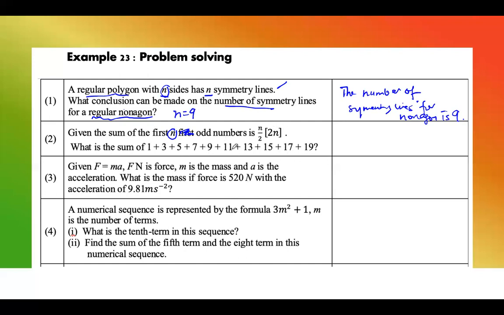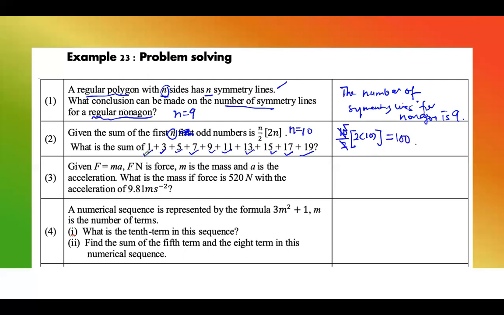Okay, but in this question you must use the formula. So you need to find what n is. You count 1, 2, 3, 4, 5, 6, 7, 8, 9, 10. So n is 10. We substitute in the formula: 10 over 2, and then 2 times 10. So n over 2 is 5, and 5 times 20, you get 100.